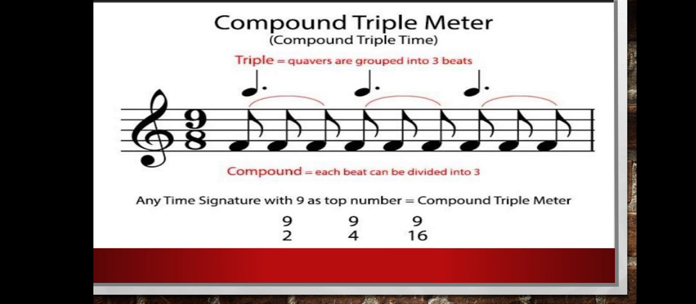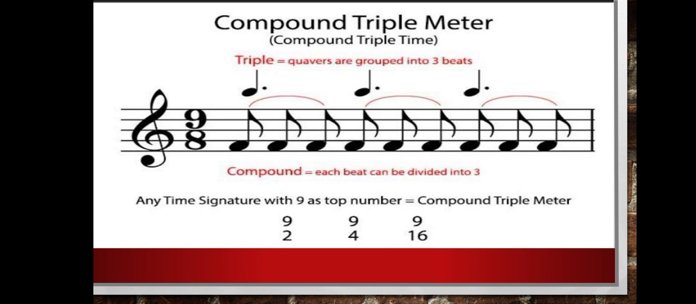Because we are talking about division by 3, we are seeing the 3 dotted crotchets. Those are exactly 3 beats, but 1 beat is a dotted crotchet which can be divided into 3 by having the quaver notes, which are 3. The second one also is divided into 3 by having 3 quaver notes. The third dotted crotchet also has 3 quaver notes below, which is just the division into 3. That's what the statement means. Any time signature with 9 as top number is a compound triple meter or compound triple time signature.